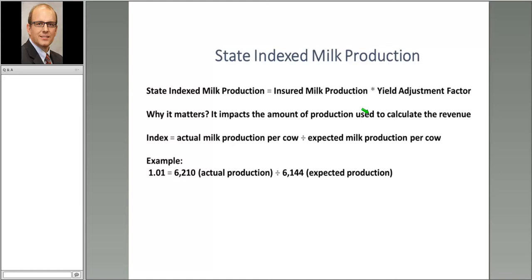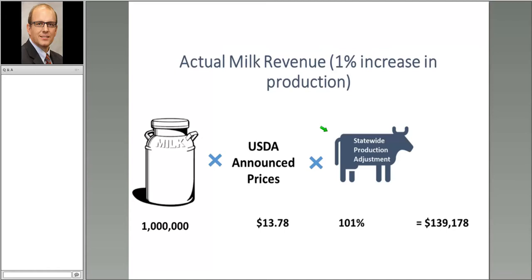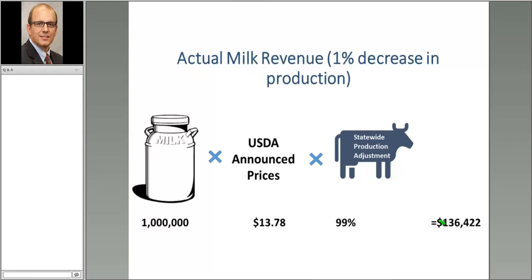As we look at this, we'll go through a quick example to highlight what happens because of that index production. In this case, if our actual was greater than our expected, we'd have a 1.01 yield adjustment factor. What does that mean? We still have that 1,000,000 pounds, our USDA announced prices, and that 101% statewide production adjustment, which increased that actual milk revenue. And then what if the opposite happened? We went to 99%, so we decreased that, and that decreases that actual milk revenue.